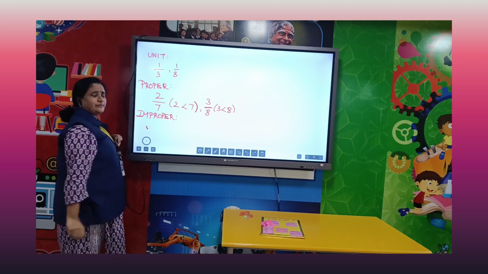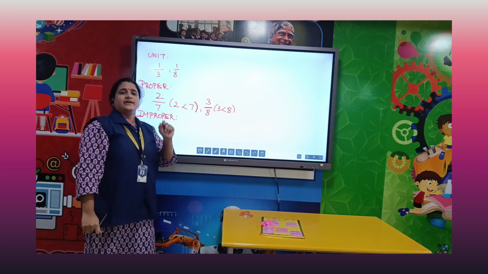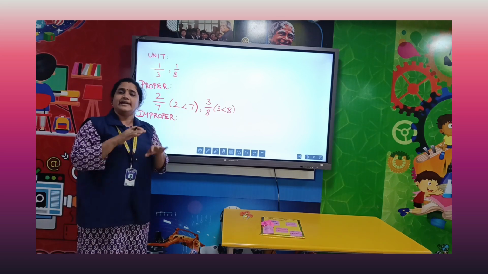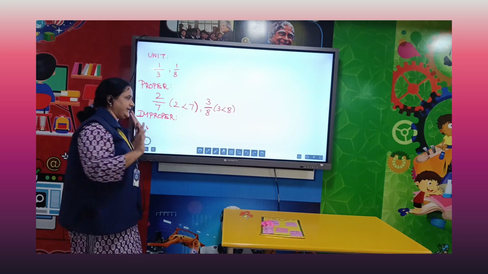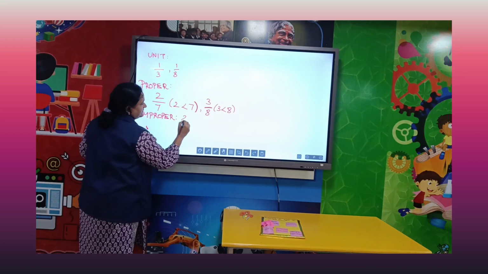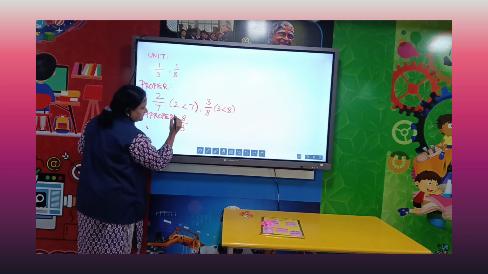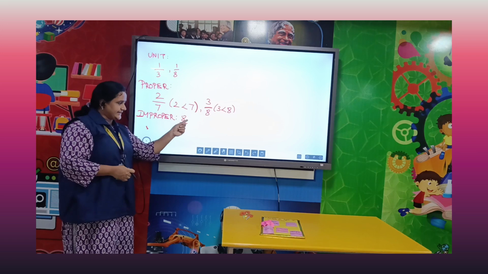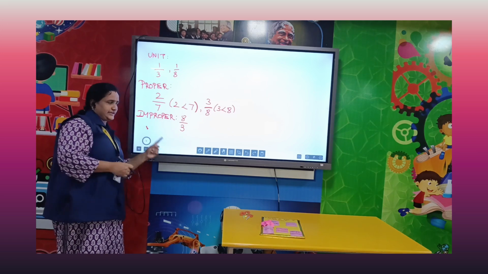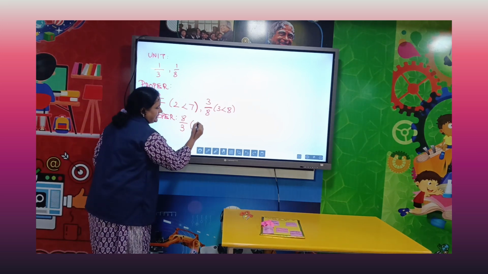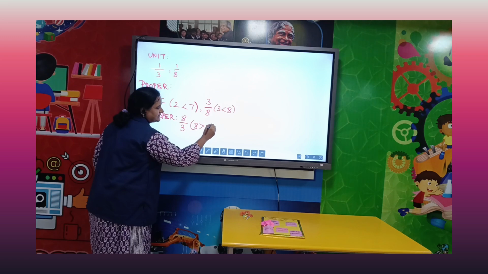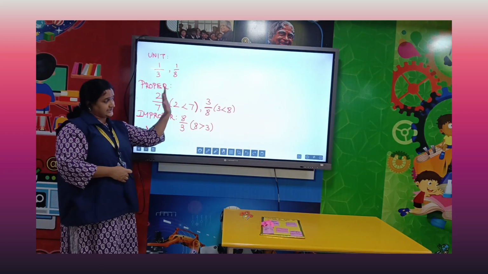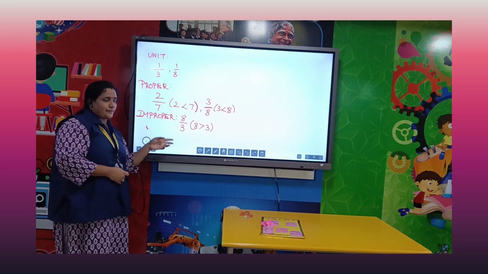Yes, what is improper fraction? What is the definition? The numerator should be greater than that of the denominator, or it should be equal to the denominator. Yes. Now, 8 by 3. Is it the improper fraction? Yes, because 8 is greater than that of 3. So, this is an improper fraction because numerator 8 is greater than that of denominator 3.